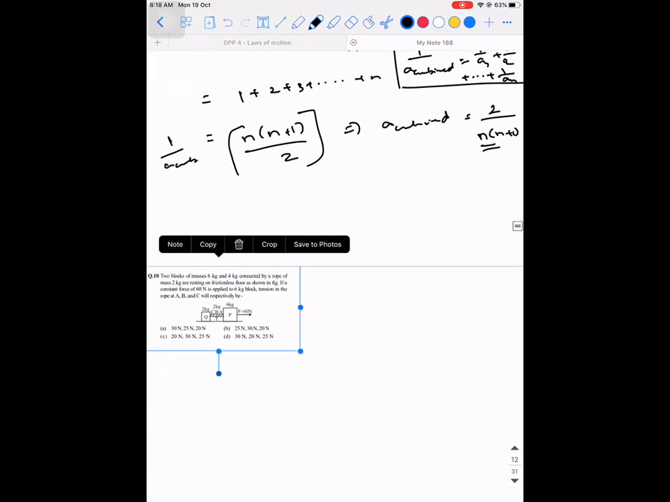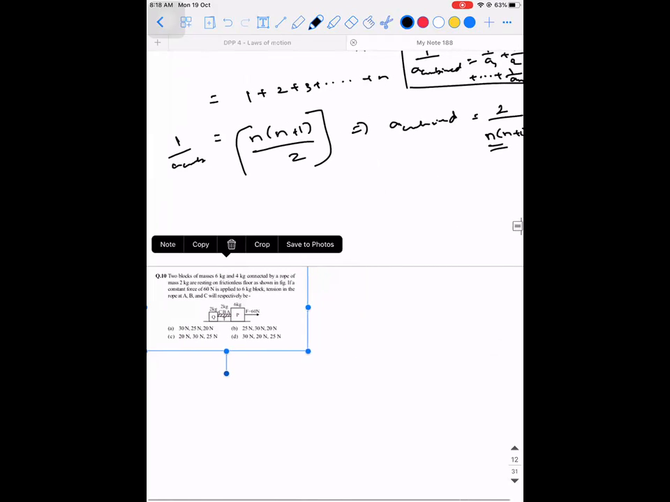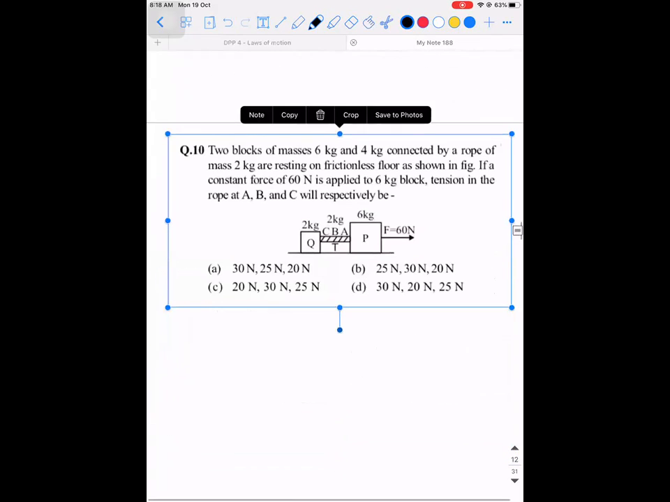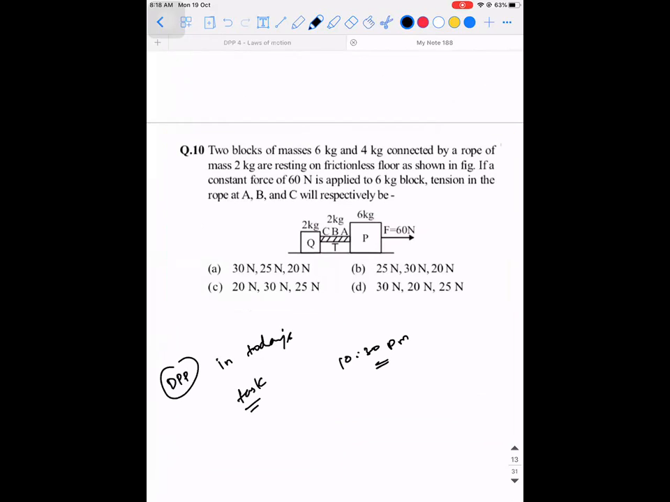So next problem onward, you can try it. Since I have given you the assignment, this will also be uploaded as DPP in today's task. You will have time till night 10:30. Try to complete this before 10:30 and upload it. If you have any doubts, you can let me know. You have the other number, right?